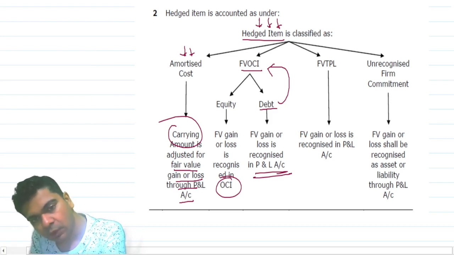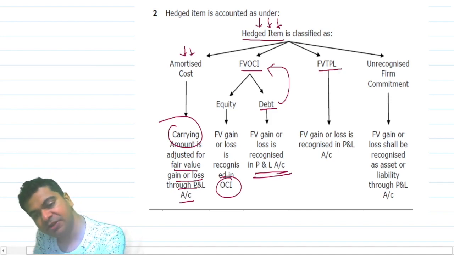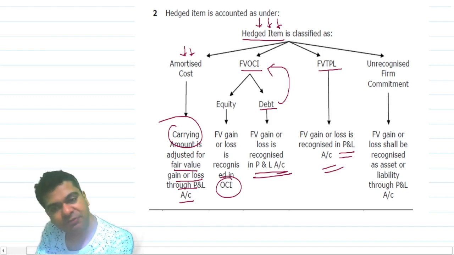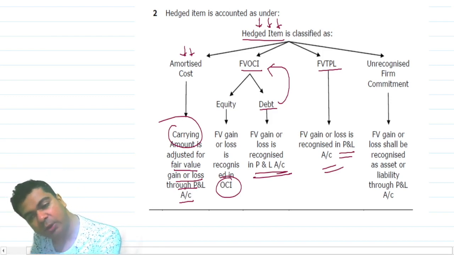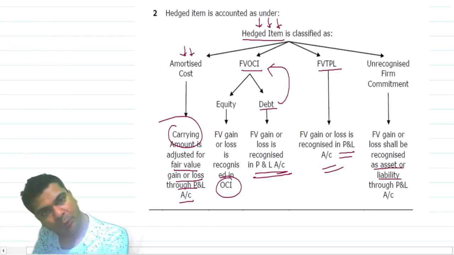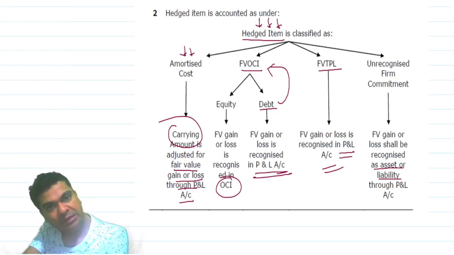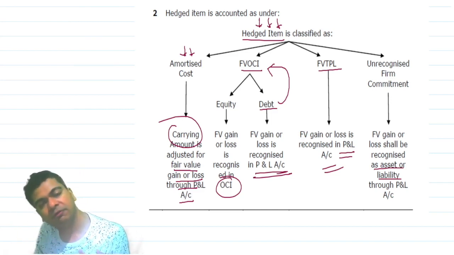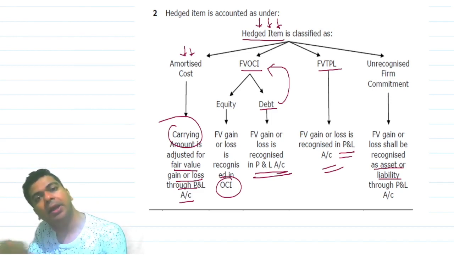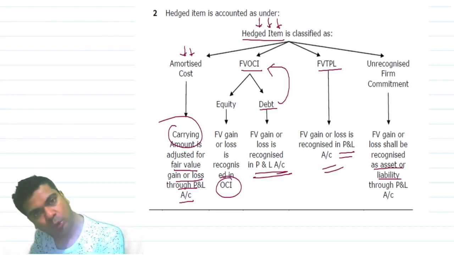Okay. If the hedged item is classified as FVTPL, then it's very simple. Everything will go to the profit and loss account. And if it is an unrecognized firm commitment, the fair value gain or loss shall be recognized as an asset or as a liability through profit and loss account. So if it is some firm commitment, we will start building a carrying amount of that firm commitment in our books, either as an asset or as a liability, depending upon whether there is a fair value gain or a fair value loss.